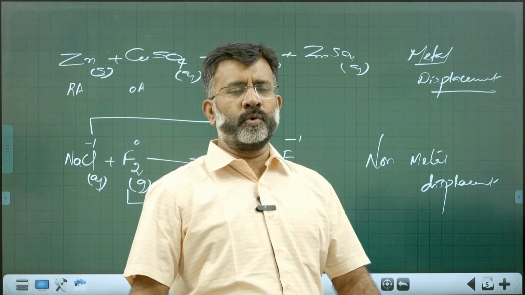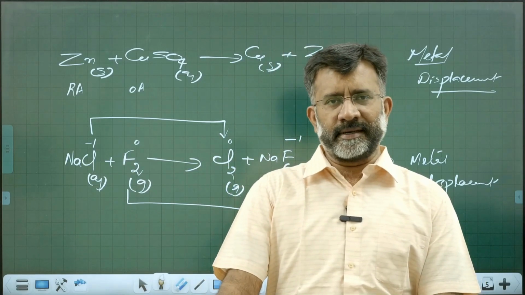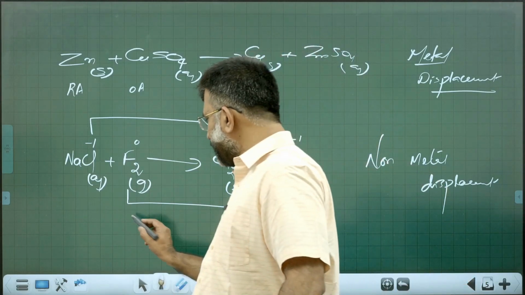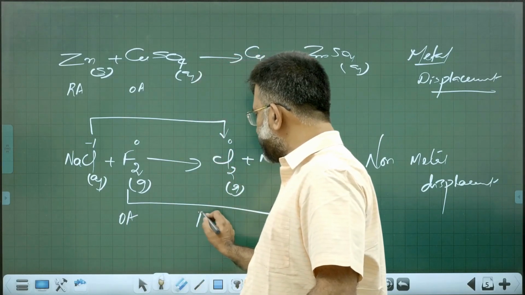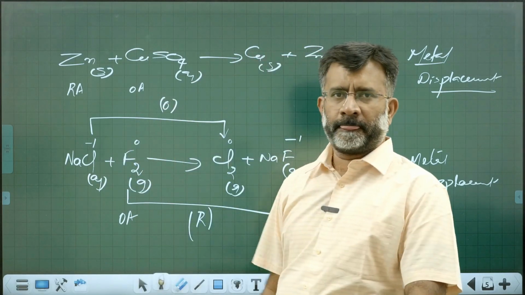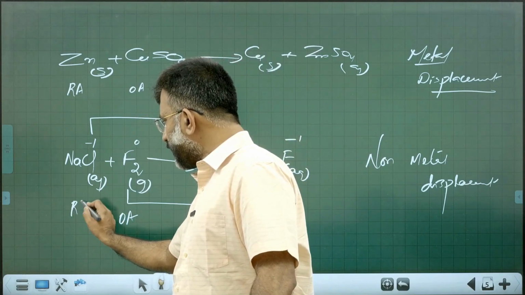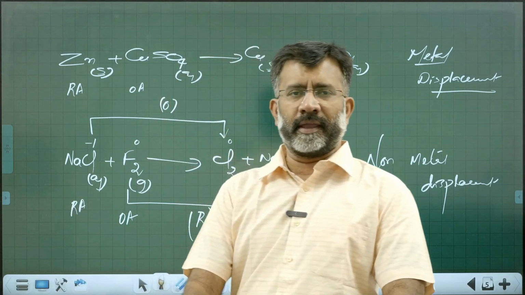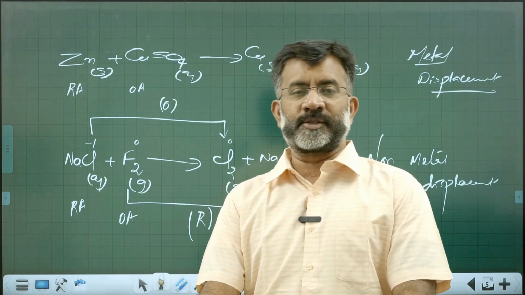So F2 is easily converted to F minus. That means it undergoes reduction and acts as a powerful oxidizing agent, and that oxidizes chloride to chlorine. So this is the oxidizing agent and chloride is the reductant, the reducing agent. And this is an example of a non-metal displacement reaction.